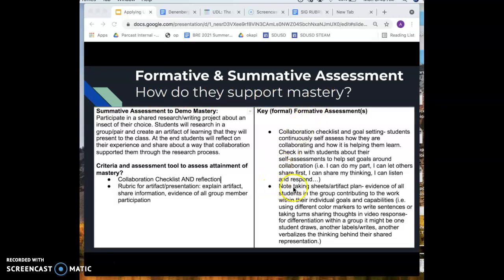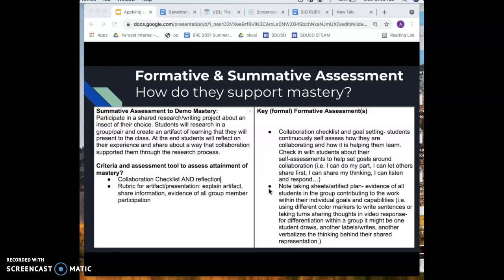Looking at the formative assessment, the one I want to think about is the note-taking sheet. As students have an opportunity to review resources independently, at the end, they will also come together with their partner or with their group members and share what they have learned. As students are doing that, they can make connections and add more to their note-taking sheet. So we'll see evidence that students have been collaborating by seeing that they are adding more, or seeing evidence that two students have worked on it.